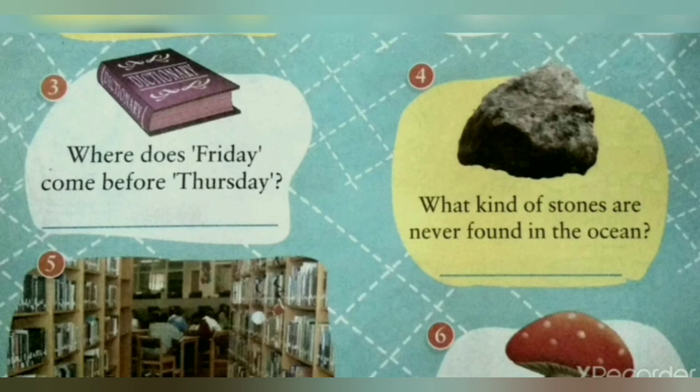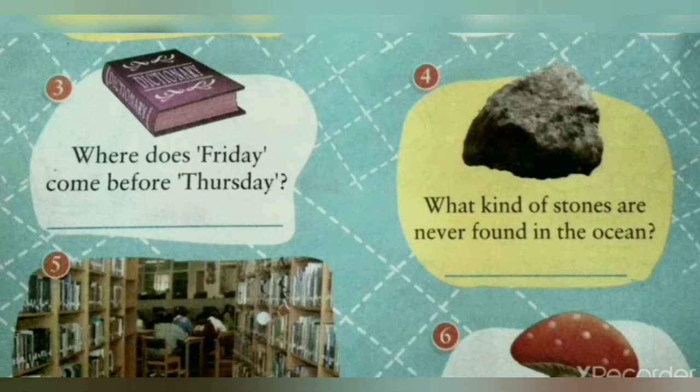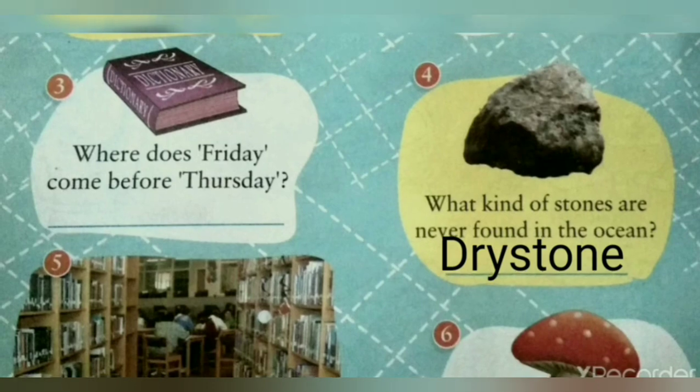Riddle number 4. What kind of stones are never found in the ocean? In the picture you can see just a stone. It is a dry stone. In the ocean the stone gets wet. But this dry stone, these are never found in the ocean. So the answer is dry stone.